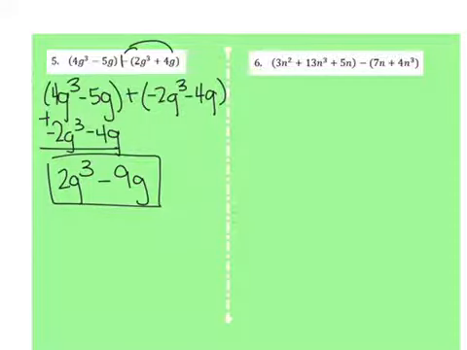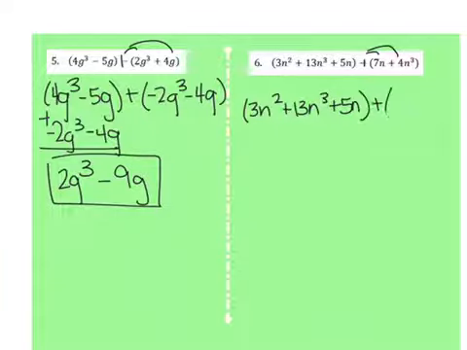Same thing for number 6. We're going to change this to an addition, and then the subtraction has to go to everything behind it. So I'm still going to have a 3n squared plus 13n to the third plus 5n plus a negative 7n minus 4n to the third.